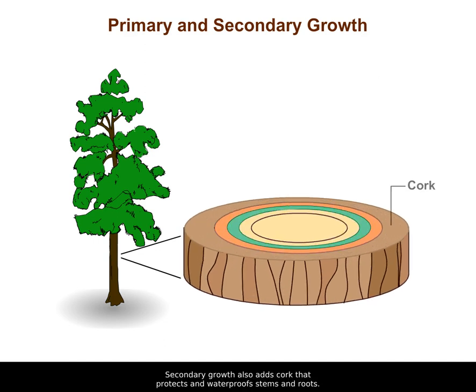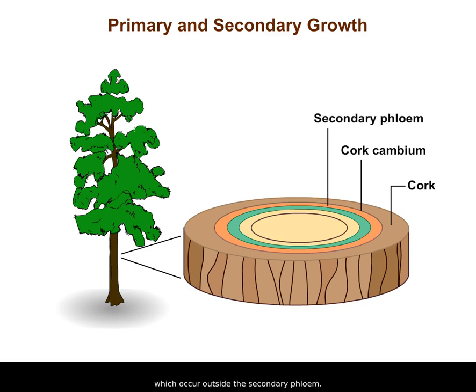Secondary growth also adds cork that protects and waterproofs stems and roots. Cork is made by one or more lateral meristems called cork cambiums, which occur outside the secondary phloem. Cork cambiums work at the same time as the vascular cambium, though we don't show that here. Besides making cork, cork cambiums often make extra storage tissue toward the inside of the stem, though we don't show that here either.